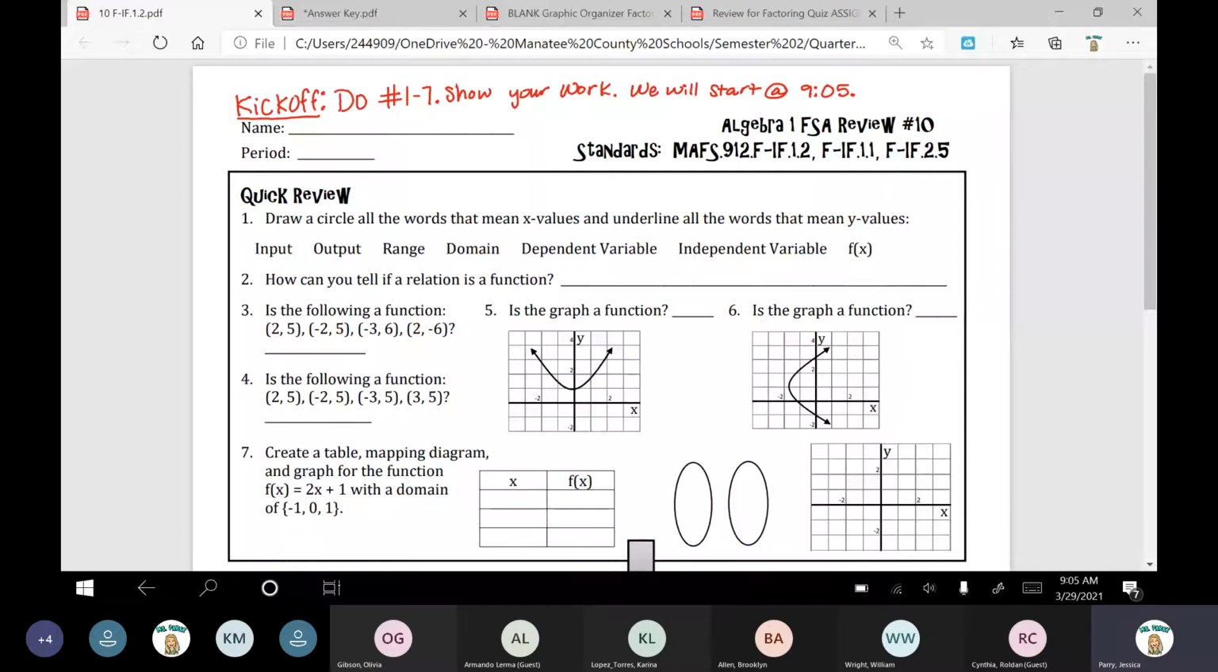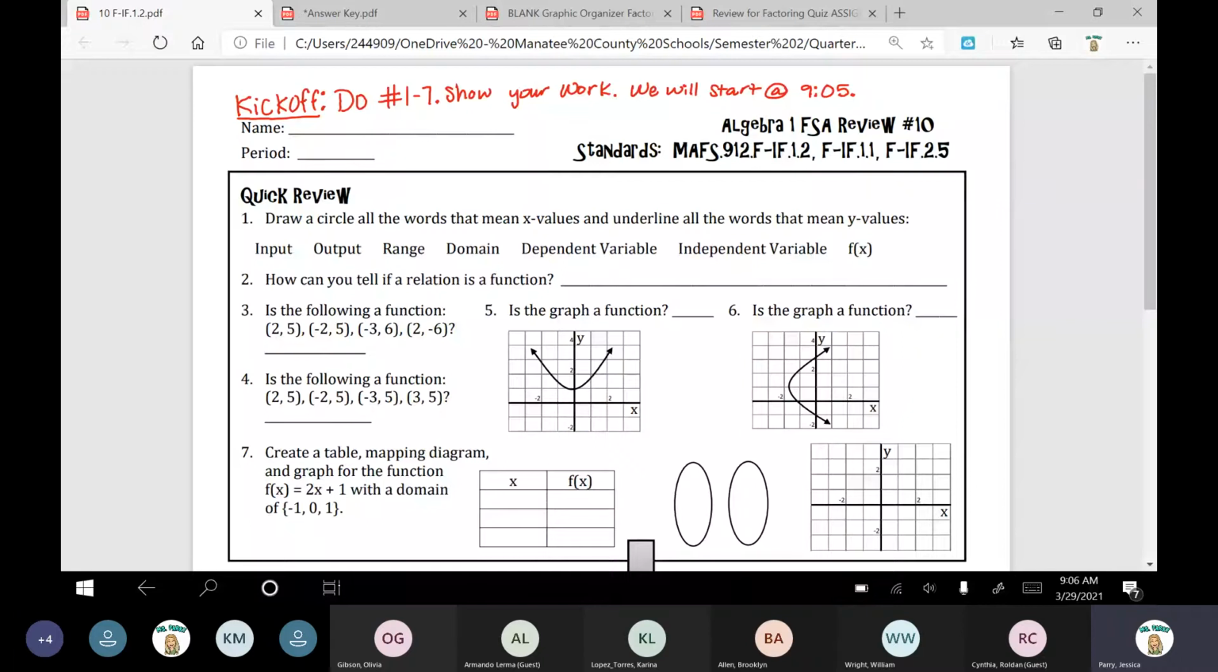So today we started off with doing the Algebra EOC review. And I know the paper says Algebra FSA review, but we're going to pretend it says EOC because we are prepping for the Algebra EOC that you guys are going to be taking in May. Right now it's March 29th, so it's pretty much almost April. So in almost a month and a half.